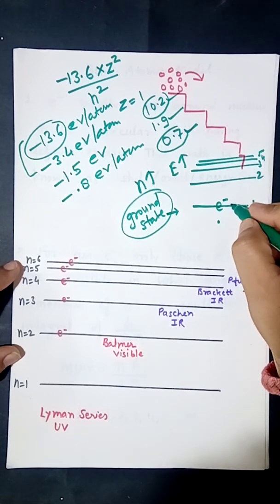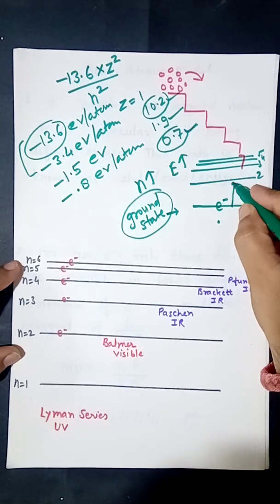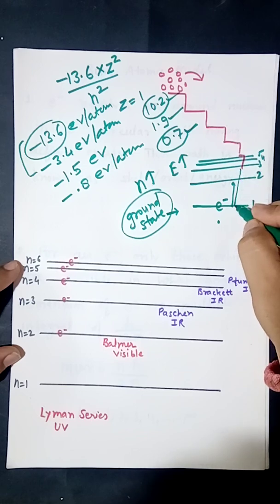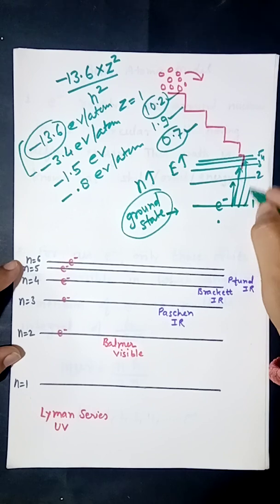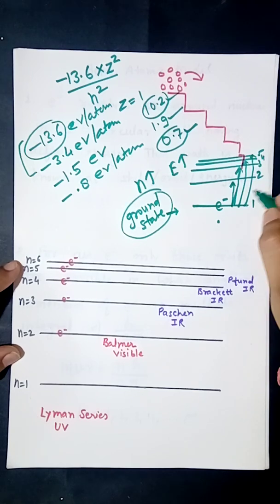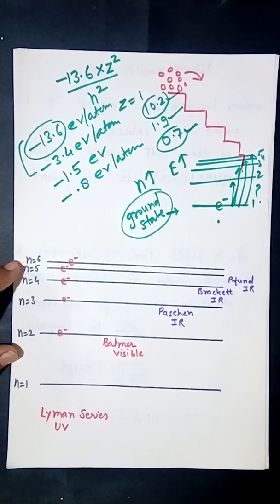Can you shift the electron from the ground state to the second shell, third shell, fourth shell, fifth shell? The answer should be yes. We can shift the electron from the ground state to the second, third, fourth, fifth. In fact, you can shift it up to an infinite shell.